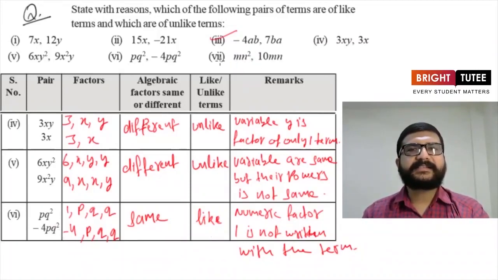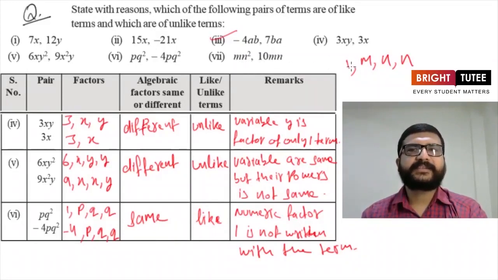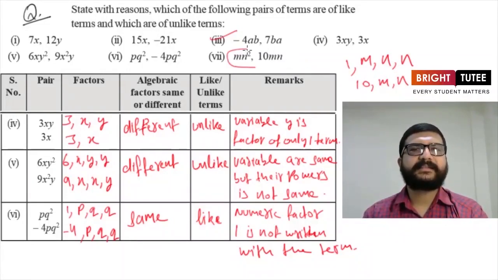Similarly, let's see the seventh pair also. It is mn square and then it is 10mn. For the first term, factors are m, n and n. And one of the factors is 1, as it is not written here. Numeric factor 1 we never write. So it is 1, m, n and n. And then for the second term it will be 10, m and n. So here variables are same but their powers are not same. So it means these two terms are unlike terms.